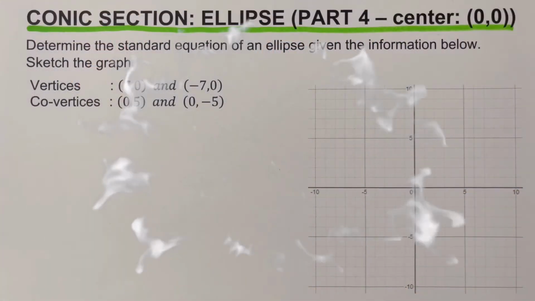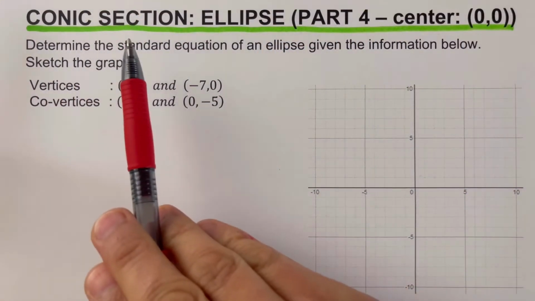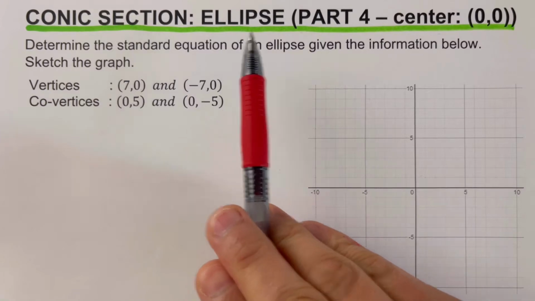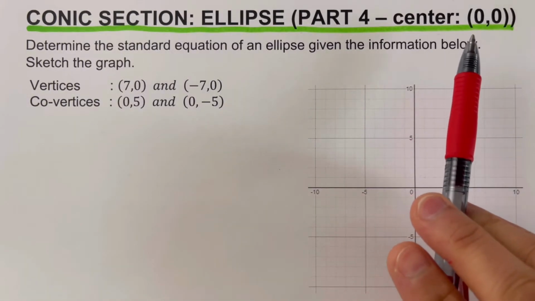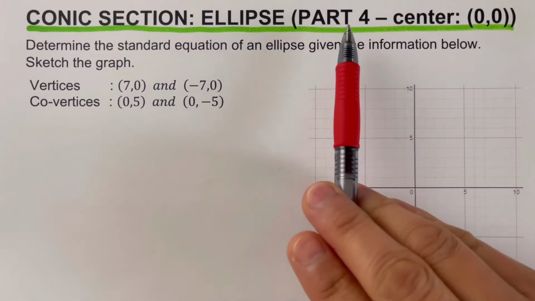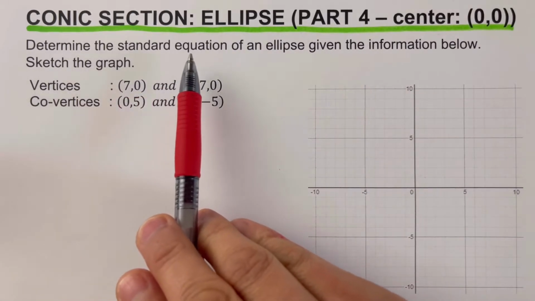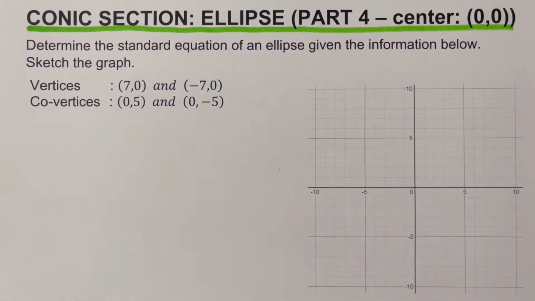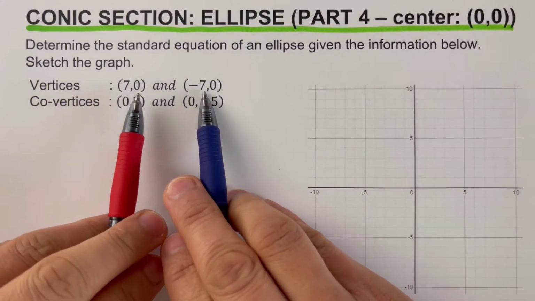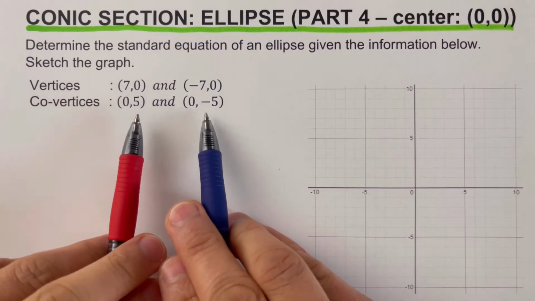Hello everyone. This video will focus on conic sections, specifically on the ellipse with center at the point of origin, or at (0, 0). And this is the fourth part. In this part, we're supposed to determine the standard equation of an ellipse given the coordinates of the two vertices and the coordinates of the two co-vertices.